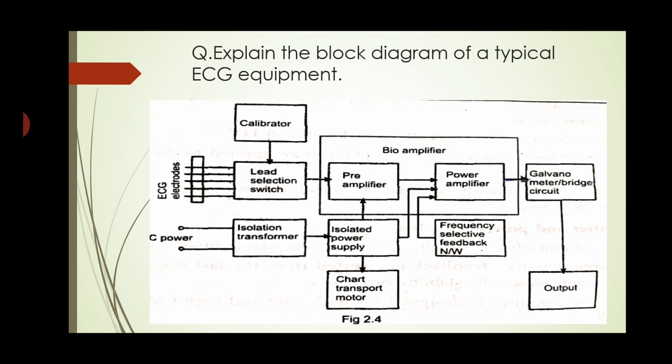Next we will see the block diagram of an ECG machine. The main blocks are the lead selection switch, calibrator, isolation transformer, and a bioamplifier. In the bioamplifier there is a preamplifier and power amplifier. There is a frequency selective feedback network, and output units. So these are the main blocks of the ECG machine.